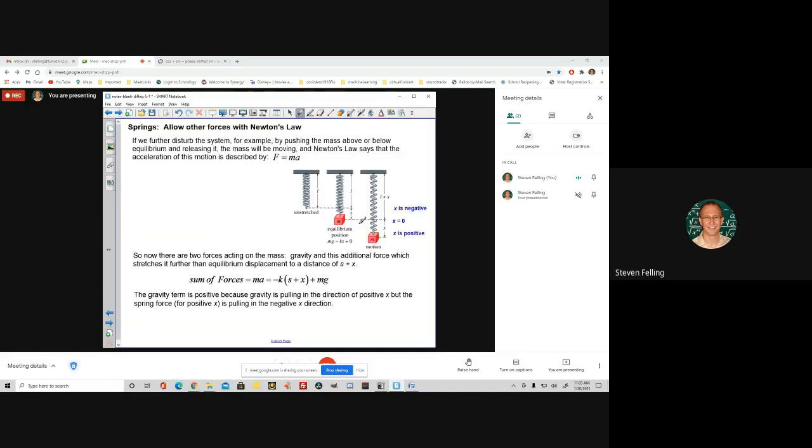If we further disturb the system by pulling it, let's say in the positive direction to stretch the spring more, then eventually the behavior of the mass has to follow Newton's law, which is F equals ma.